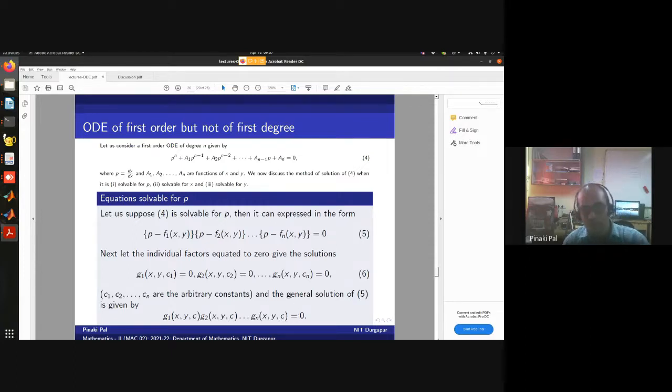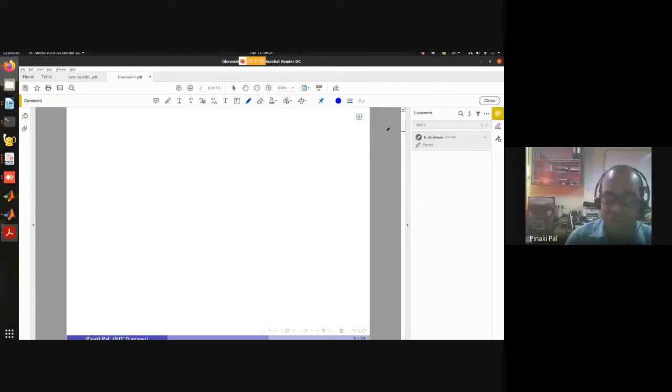Okay, so one of you asked an interesting question, why we are taking this type of solution. Let me explain a little bit why we can do this. So what is the original differential equation? That can be represented in the form (p minus f1(x,y)), (p minus f2(x,y)), and so on, (p minus fn(x,y)) equal to 0.